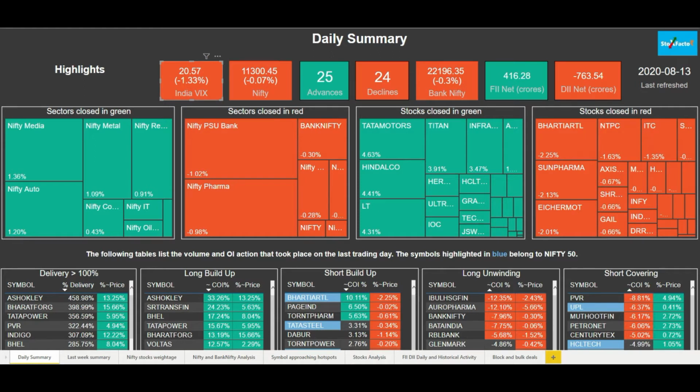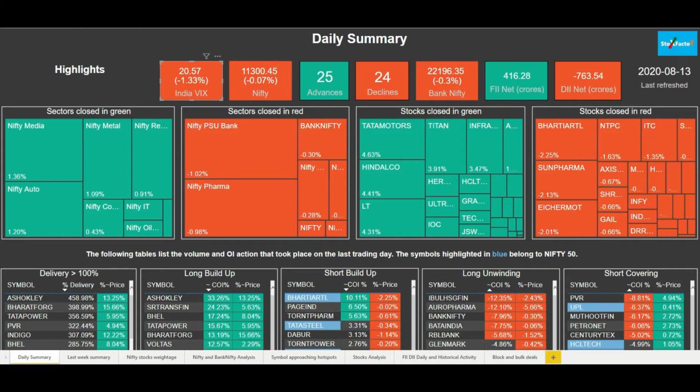And last but not least, the fourth box tells us about the stocks which closed in red. So this gives you a very high level overview of the number of stocks which closed in green or red, and also gives you the percentage.